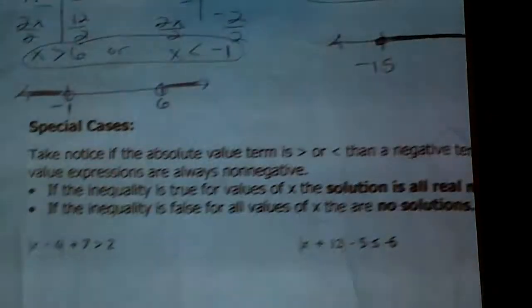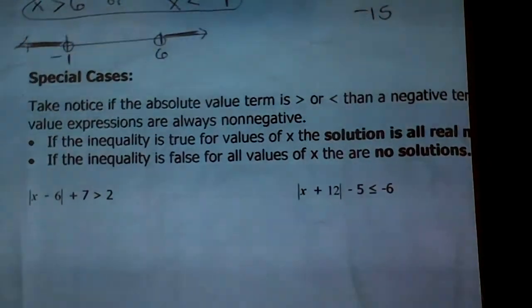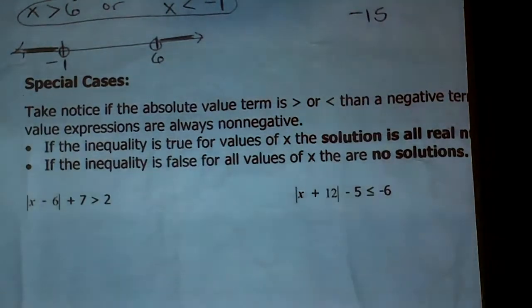Okay, so special cases, and we did have some special cases when we were solving absolute value equations. You need to take notice if the absolute value term is greater than or less than a negative term, because remember, absolute value expressions are always non-negative. When you measure distance, you don't measure it with negatives. I wouldn't say, I live -2 miles away from the school. You'd say, I live 2 miles away from the school.